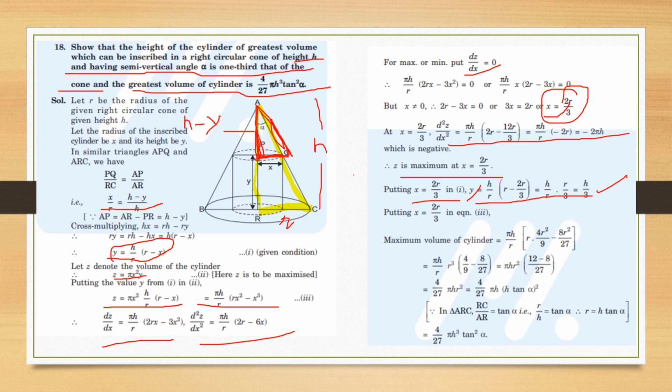I'll put the values of x and y here. In that way, I'll get pi h r square times 4 by 27. Now in the big triangle ARC, what is tan? Tan is perpendicular upon base, that is r upon h. So r upon h is tan alpha, r is equal to h tan alpha. So I can put h tan alpha whole square, so it is 4 by 27 times pi h cube tan square alpha.